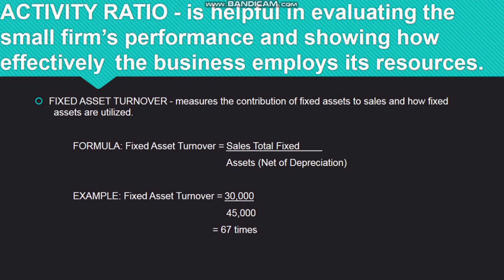For example, if the company has net sales of 30,000 and an average net fixed asset of 45,000, then its ratio is 67 times. To go deeper, net sales is equal to gross sales less sales returns and allowances, and beginning balance plus ending balance, then divide it by 2 to get the average fixed asset. To interpret this ratio, the high ratio means higher efficiency in utilizing the assets, while the low ratio indicates inability of a firm to utilize the fixed assets efficiently. Next.